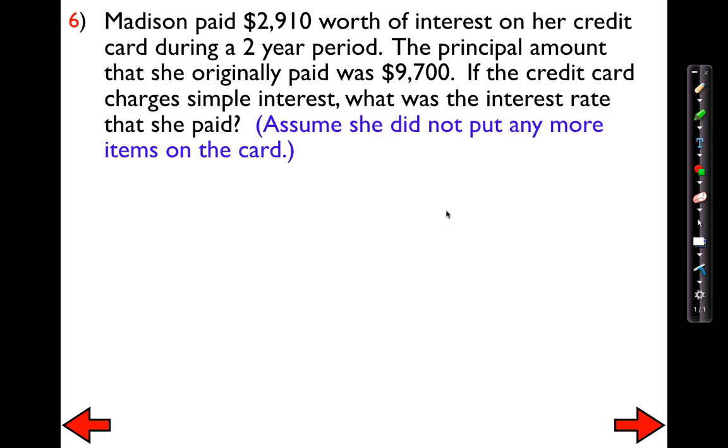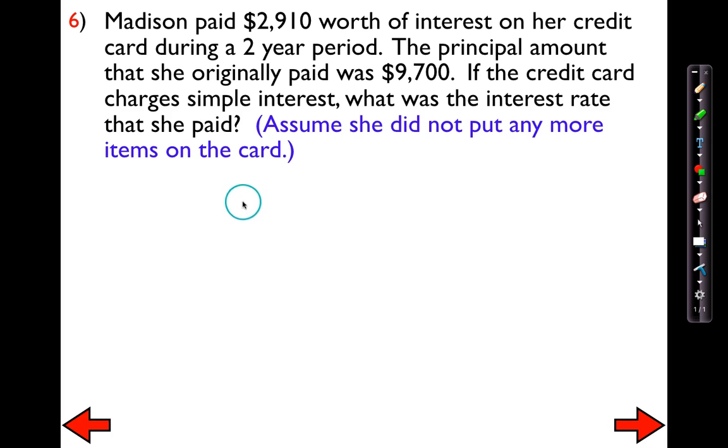Number 6, why don't you go ahead and pause the video and try this one by yourself. Number 6 says, Madison paid $2,910 worth of interest on her credit card during a 2-year period. The principal amount that she originally paid was $9,700. If the credit card charges simple interest, what was the simple interest rate that she paid?